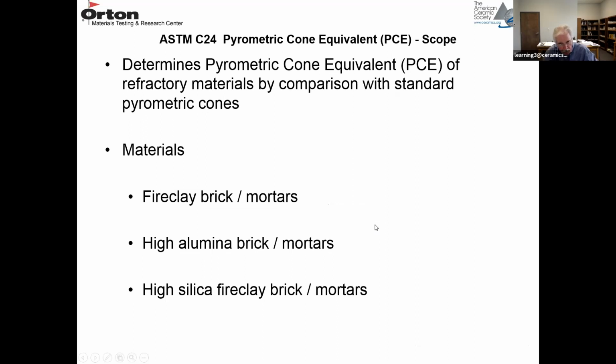So that's an overview of the alumina silica type refractories, the raw materials, how they're made, their phase equilibria, and some of their properties. There's two tests I wanted to go over. We keep talking about the PCE test, the pyrometric cone equivalent. So we'll do that one, that's C24, and then we'll do a CO disintegration test.